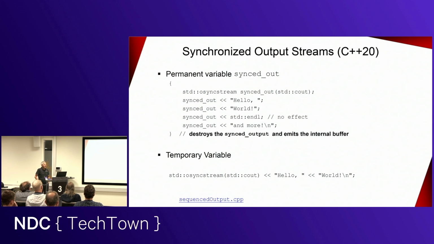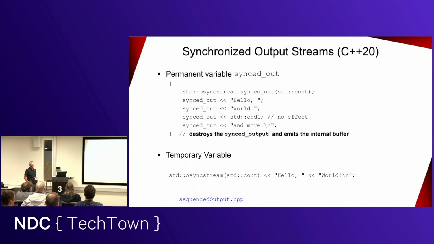Here are two simple examples. Here I have a std::cout wrapped in a synced_out. And now when I write to it, nothing happens. Even this std::endl call has no effect. The output is written when synced_out goes out of scope, and this is exactly here. Therefore, the entire sentence is written in one atomic step.